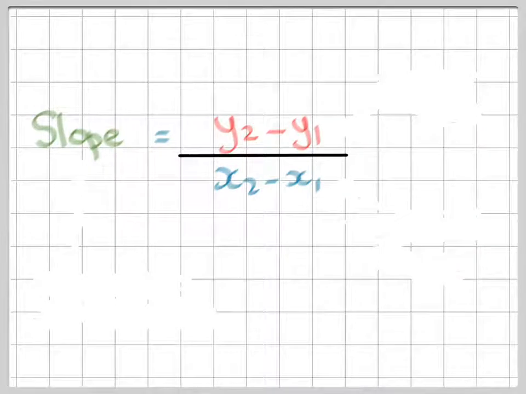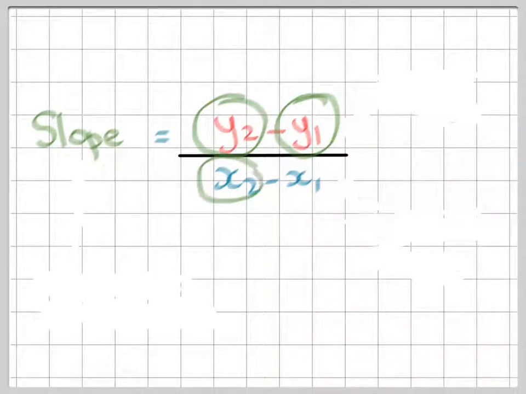Okay, so we have a formula which we use, and it doesn't matter if you call it slope or if you call it gradient. It's exactly the same formula, and the formula would be y2 coordinate minus y1 coordinate divided by x2 coordinate minus x1 coordinate. Now those are the coordinates on any place that you choose on the line.